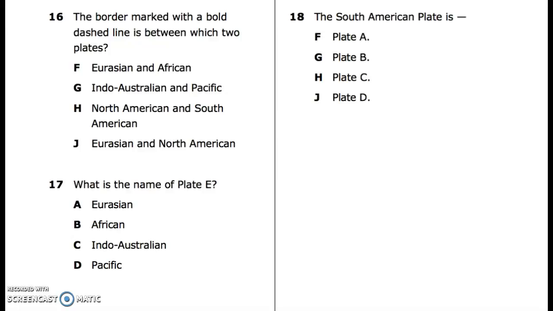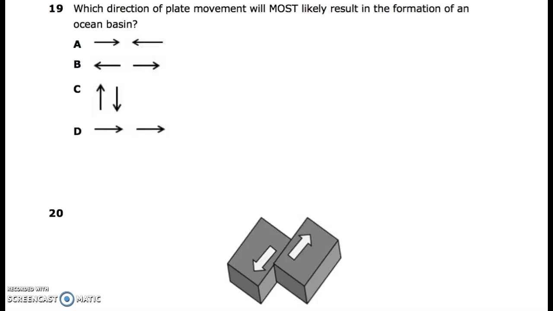18. The South American plate is F, Plate A. G, Plate B. H, Plate C. J, Plate D. Number 19. Which direction of plate movement will most likely result in the formation of an ocean basin? A, B, C, or D? There's your answer choices.